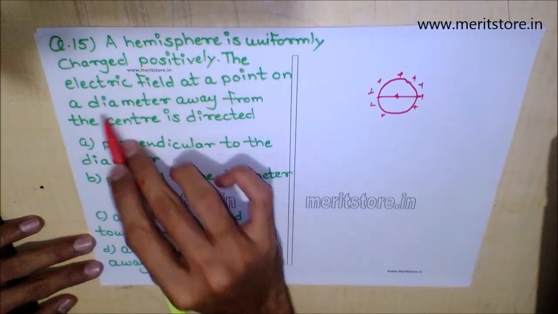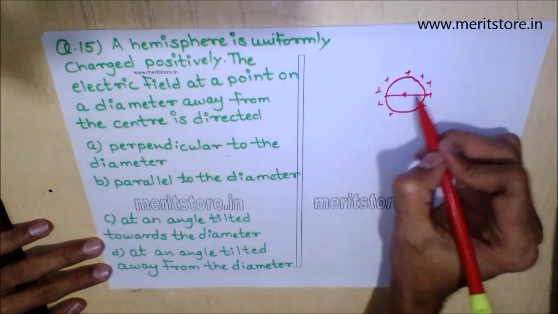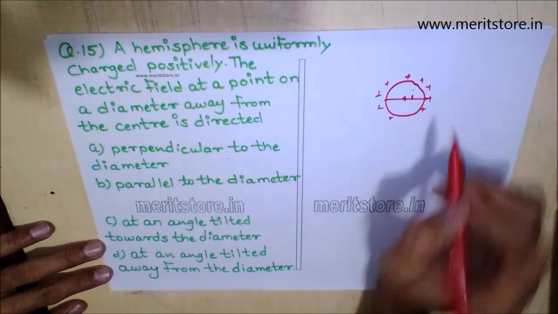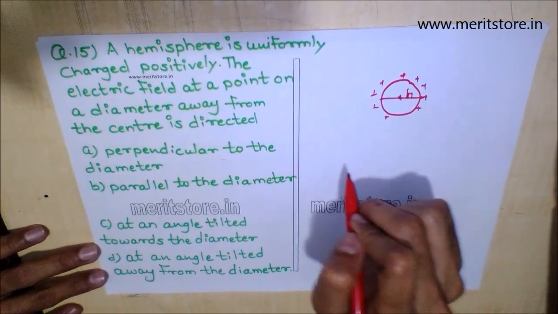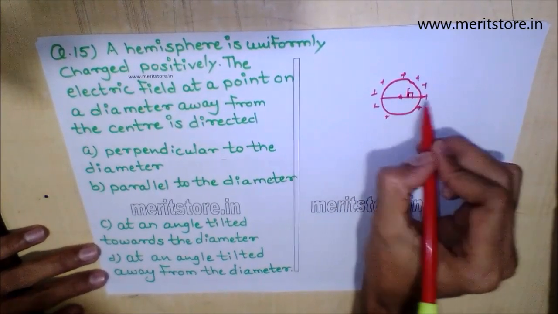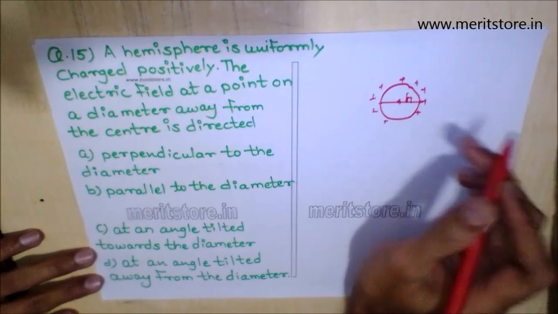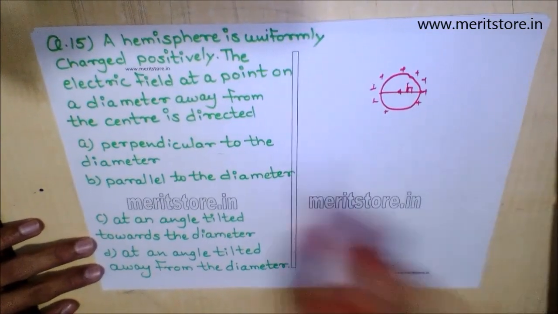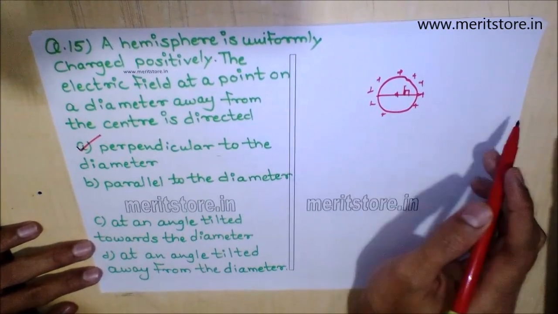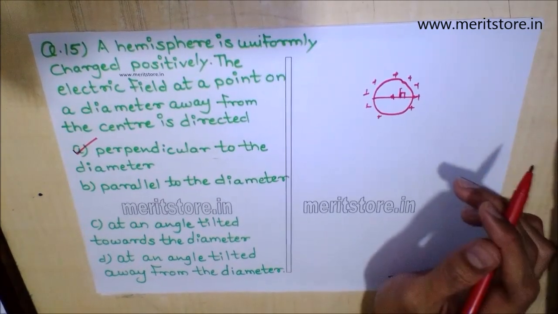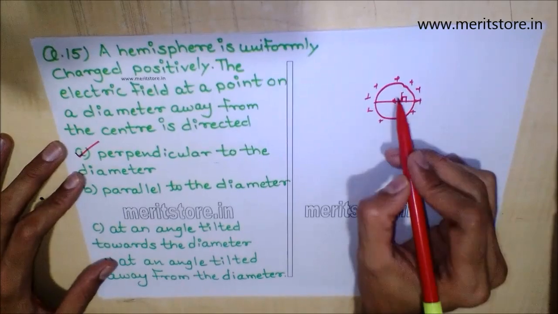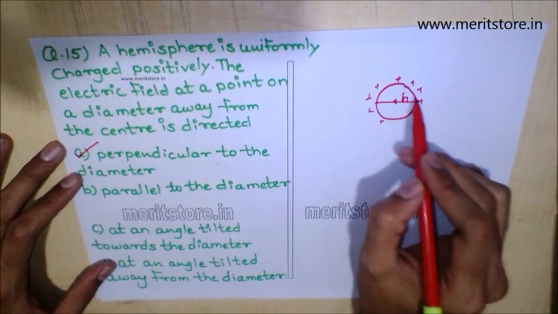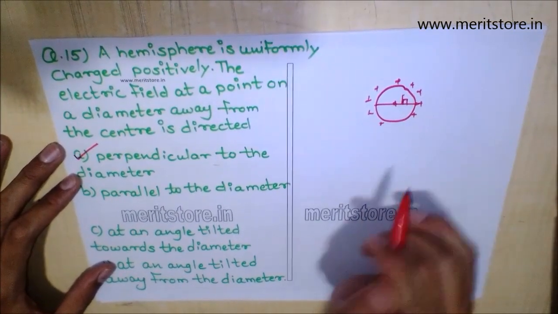The field at a point on the diameter away from its center, that is somewhere out here, will be directed perpendicular to the diameter. Always the field will be in the direction perpendicular to the diameter. It will not go parallel, and it will not make an angle, so it will not tilt. The direction of the field will always be perpendicular towards the charges.